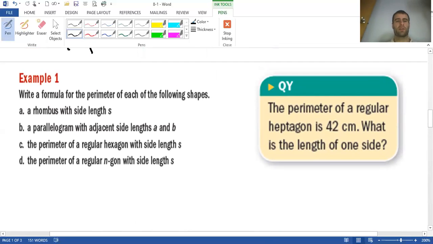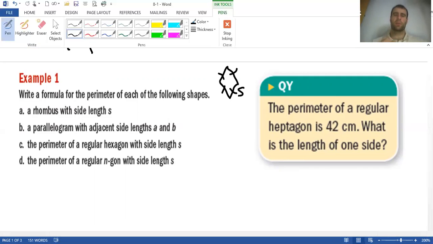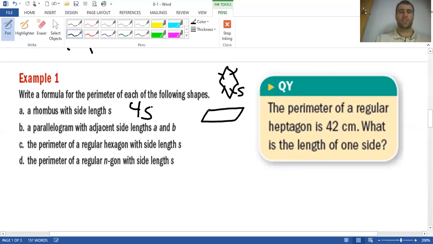Okay, example 1. It says, write a formula for the perimeter of each of the following shapes. Part A, a rhombus with side length S. Rhombuses, if you recall, are shapes in which all 4 sides have the same length. So if one of the sides is S, all 4 sides are S, which makes the perimeter of the shape 4 times S, or 4S. Part B, a parallelogram with side lengths A and B.